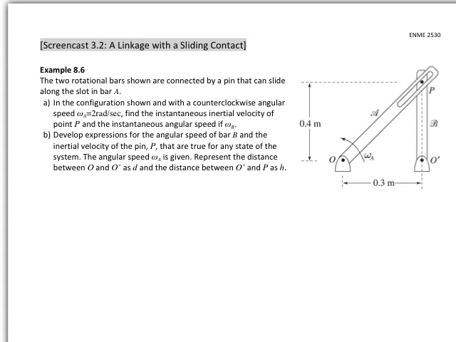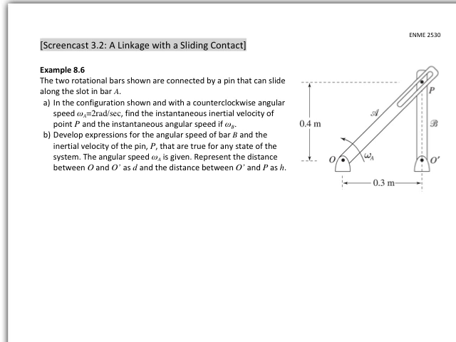In this example we have a two-bar linkage, but instead of the link between the two bars being fixed within a bar, it's at point P, and so it's fixed in bar B, but then it can slide along bar A. And our task is to find out what the inertial velocity of this link between the two bars, point P, is. We're going to do this two different ways.